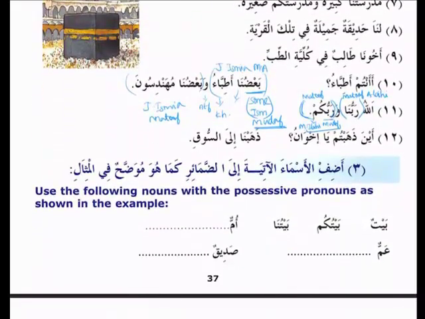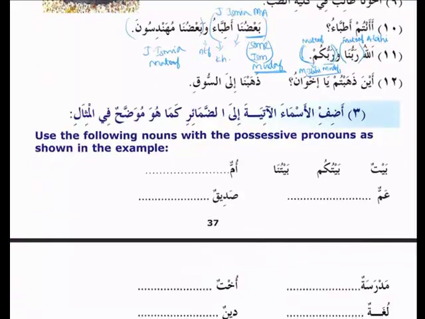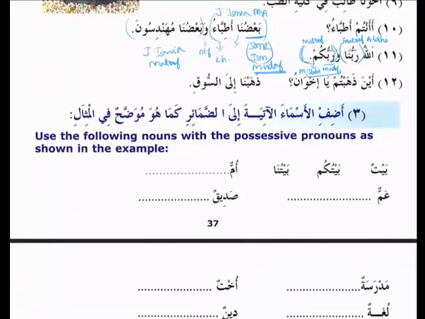Next you have the last sentence. Aina zahabtum ya ikhwanu. Where did you all go, O brothers? Zahabna ila suqi. We went to the market. So zahaba is fail madi. Na is the fail. Ila suqi is jar majrur, which is the muta'alliq of the fail.